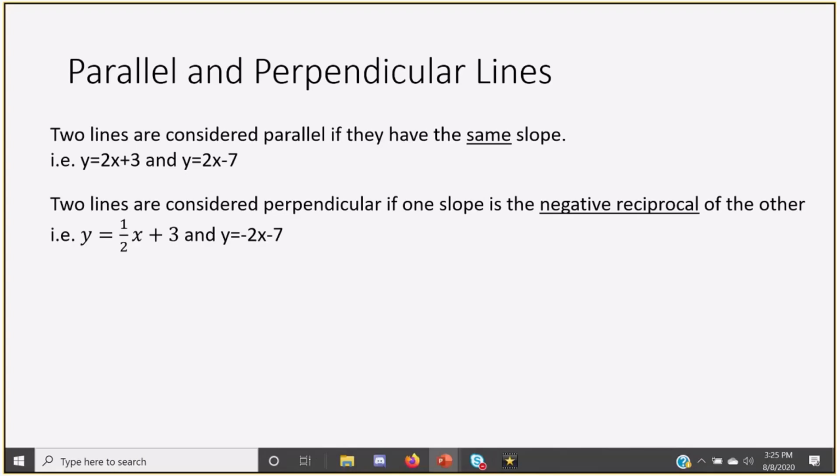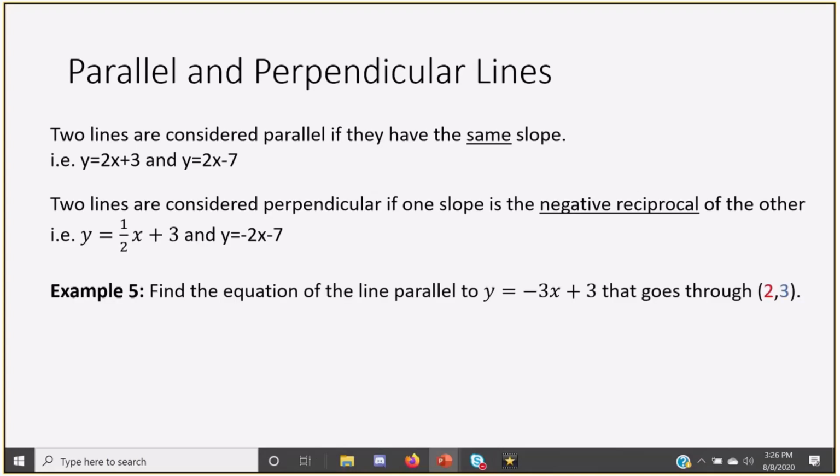So in this example, if I have y is equal to 1/2 x plus 3, the slope on that first line is 1/2. Now the reciprocal of 1/2 is, if I flip 1/2, I get 2 over 1, or just 2. And then I want to change the sign of that. So it becomes 2 over 1, puts a negative in front of it, and so that second equation, y equals -2x minus 7, would be perpendicular to the first one.